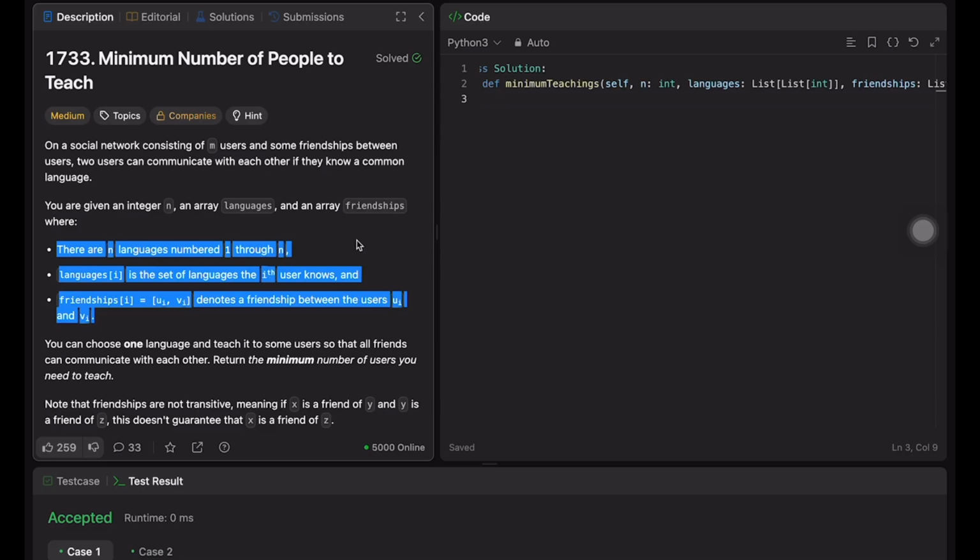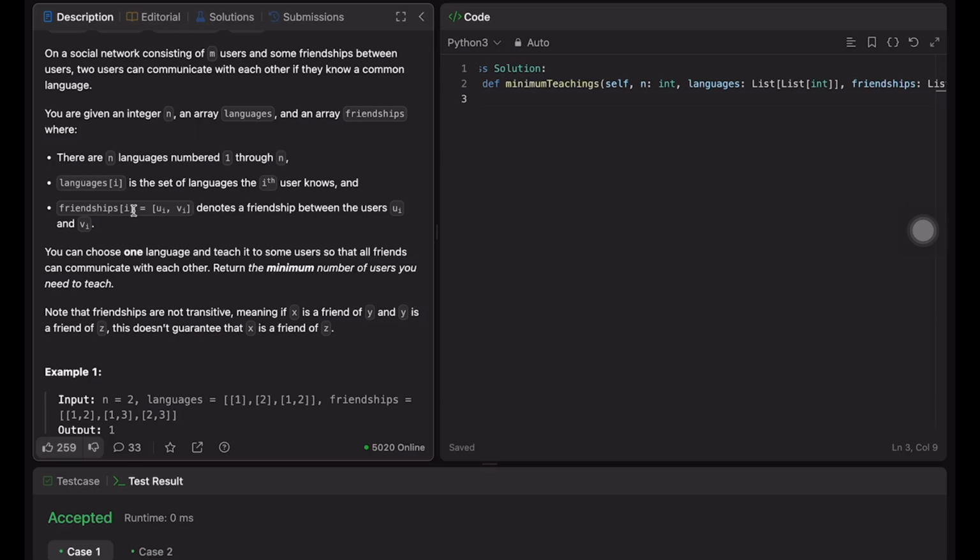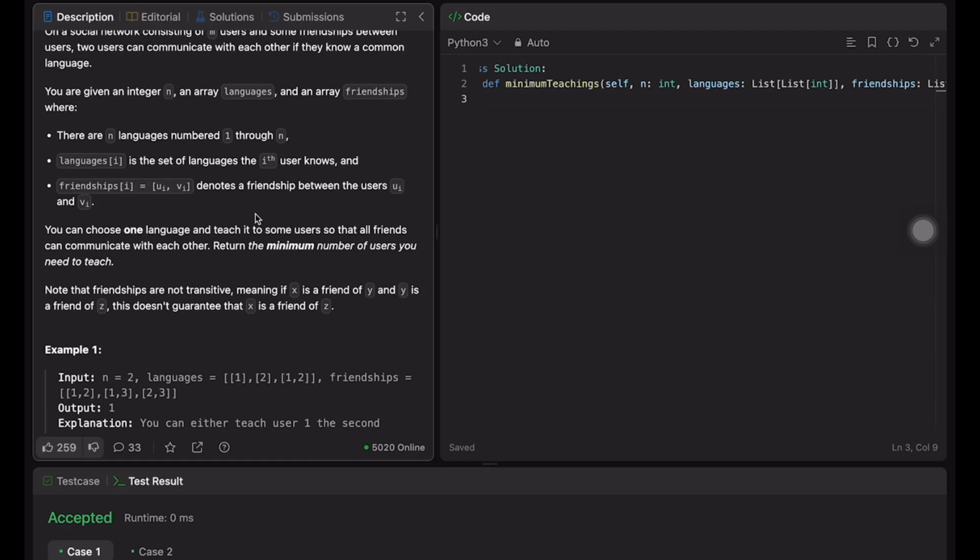For example, here they have given 1, 2. So the first person knows language 1. Person 2 knows 2. Person 3 knows 1 and 2. So there are 3 persons, and these are the friendships between them. Friendships of I equals U of I, V of I denotes a friendship between user U of I and V of I.